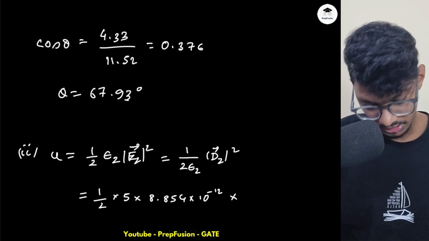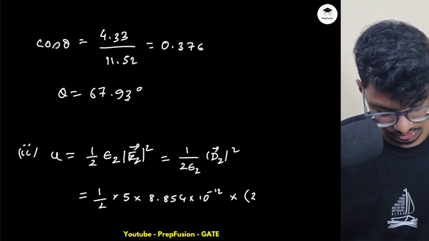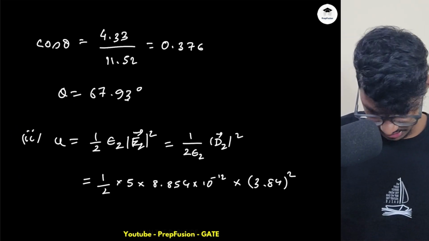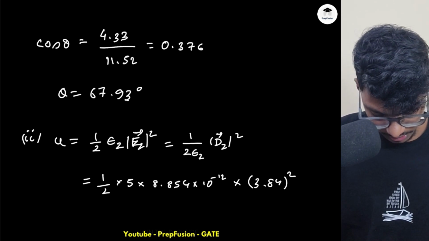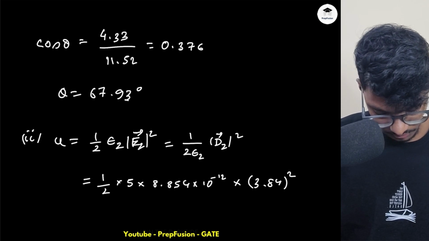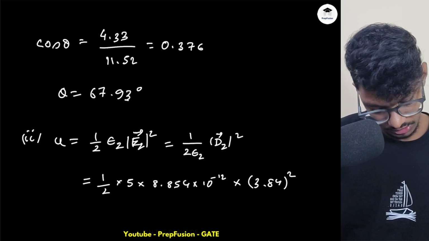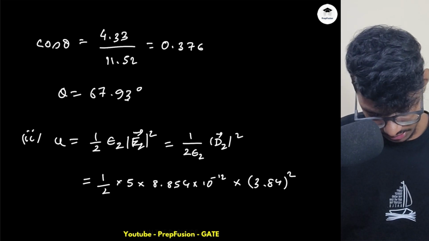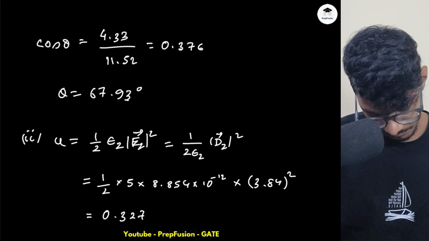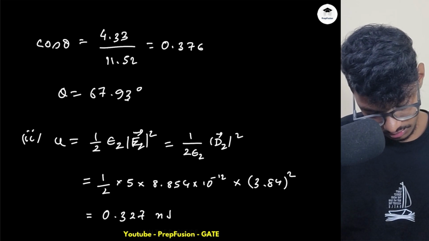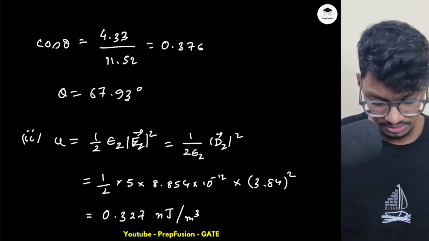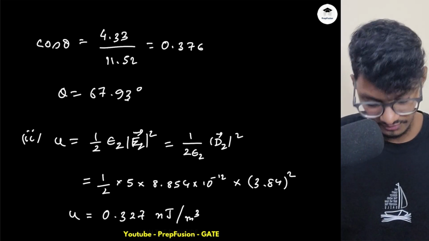11.52 divided by 3 is 3.84. So 3.84 is actually the magnitude of electric field, and I have to do the whole square. So what does this come out to be? Whole square into 8.854 into 5 divided by 2, 326.4, and if I take 10 raised to the power minus 3 inside, so 0.327 nano joules per meter cube. So this will be the energy density for the particular electric field in medium 2.